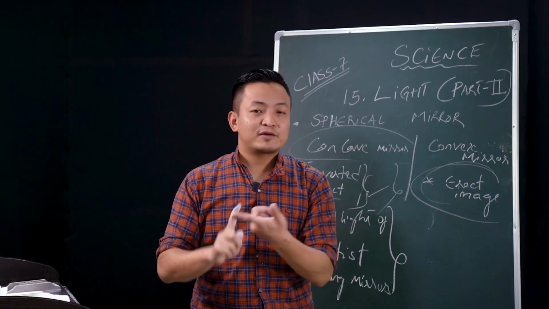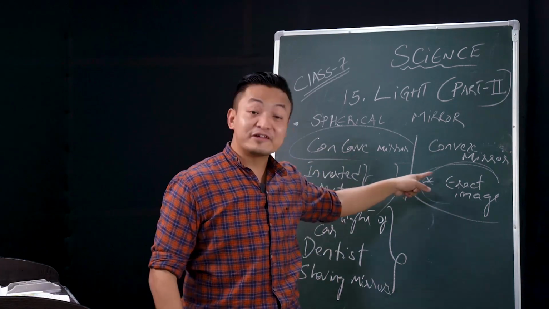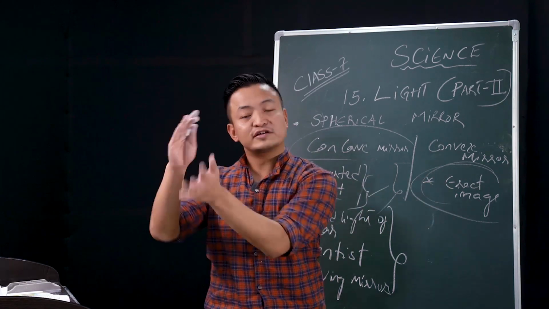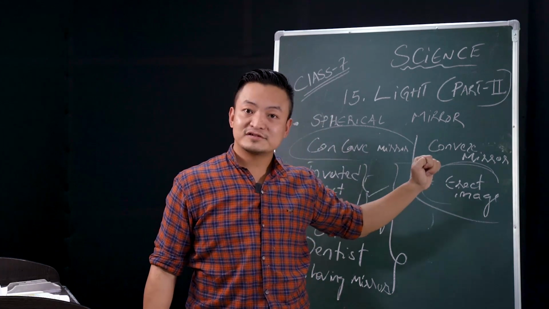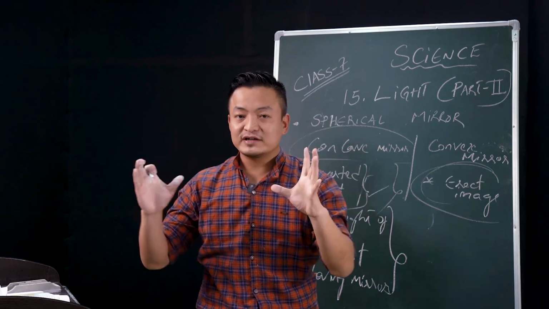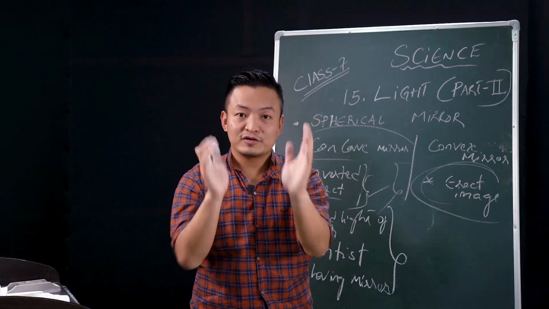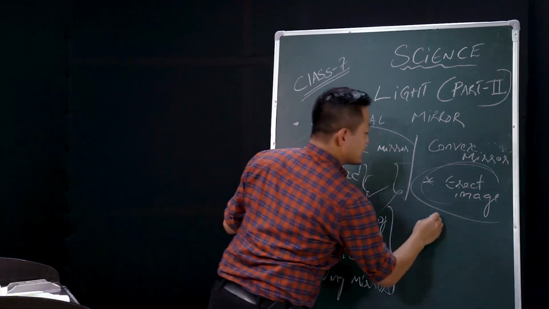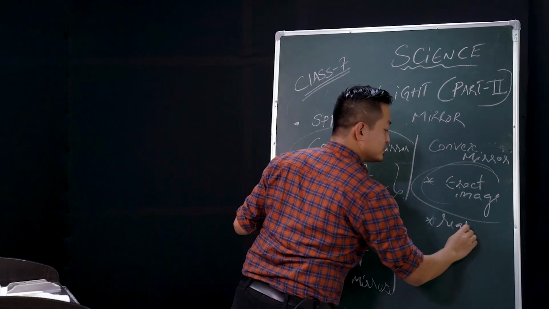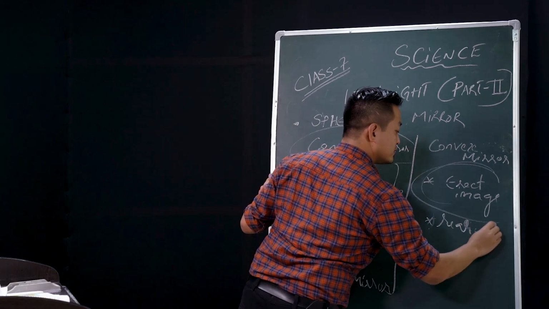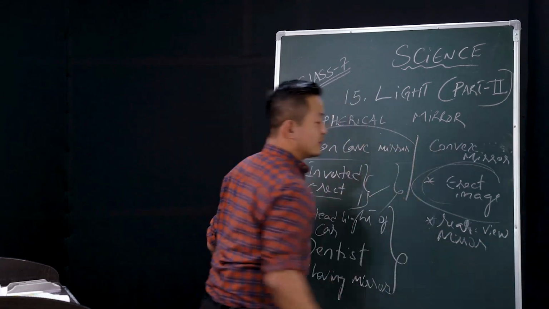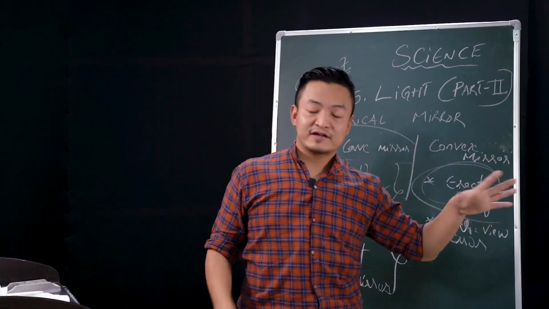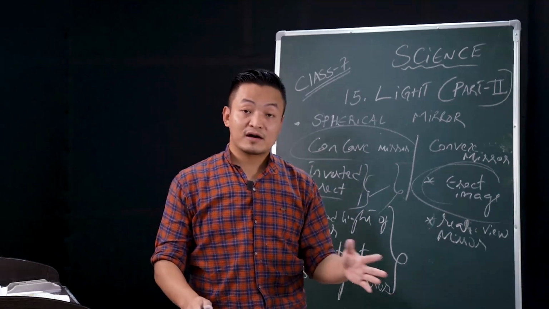So what type of image do you see? You always see an erect image, right? Or do you see everything inverted? You see an erect image, and everything is projected in a wider field of view, right? So you can write rear view mirror. The convex mirror is used as a rear view mirror in a vehicle, in a car.